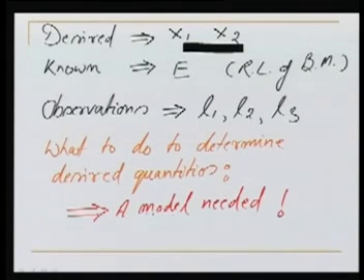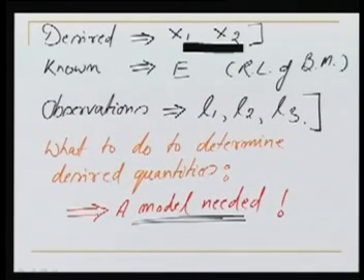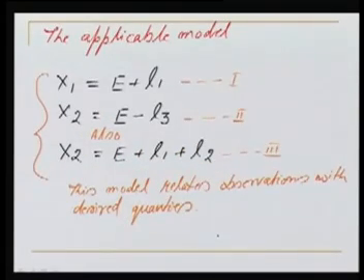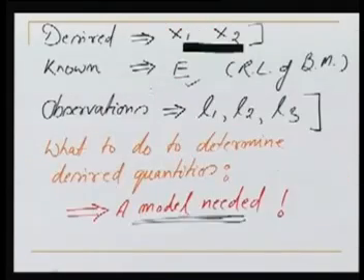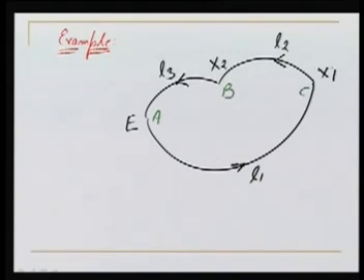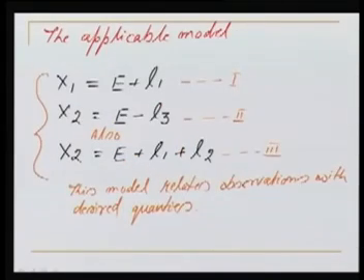So what will we need? We'll need a model now in order to determine this. A model is required. We can write this model in order to determine the desired quantities from the observed quantities and the known. The model could be, I can determine X1 as E plus L1. You can go back to the main figure. For example, X1 is E plus L1. Okay, this is what I am writing now. X1 is E plus L1.